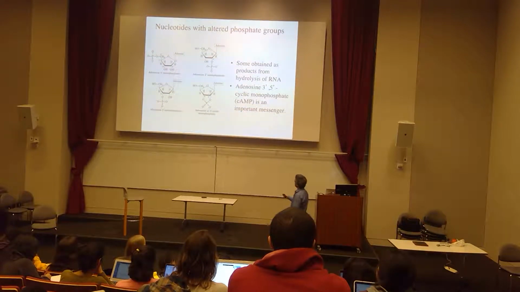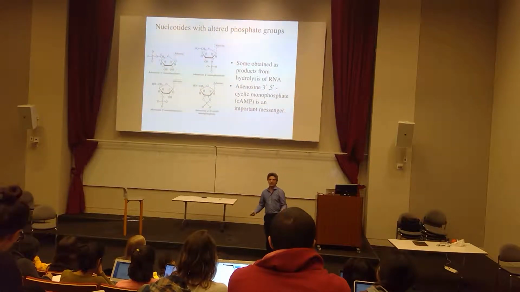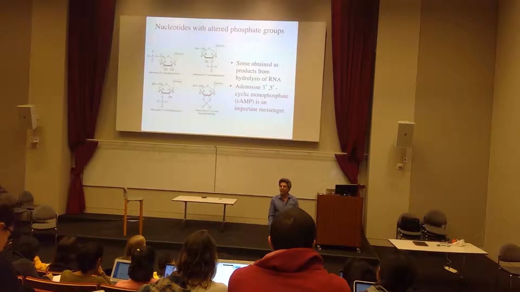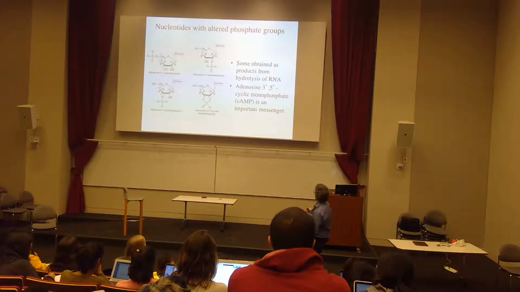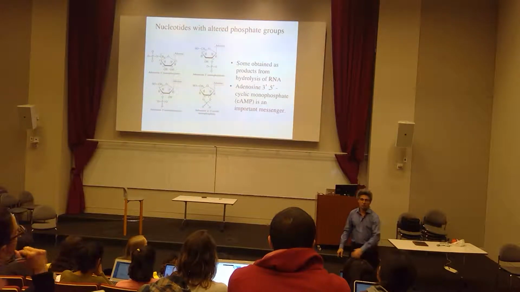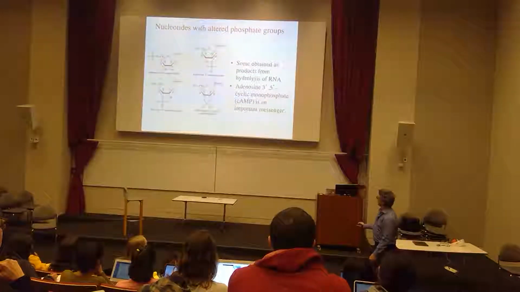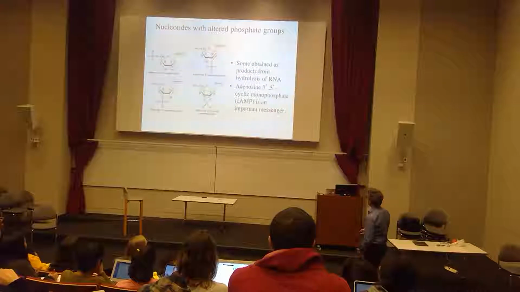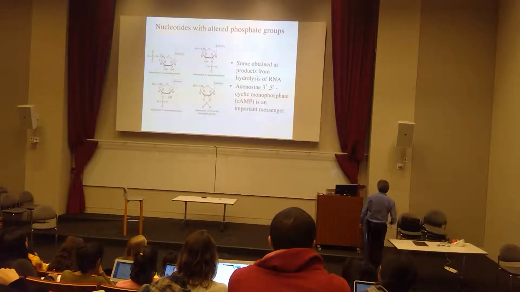So this not only shows up as something that happens when you degrade RNA, but we talked about cyclic AMP before as an important second messenger when we were talking about biosignaling. So this plays another role as far as signaling is concerned.